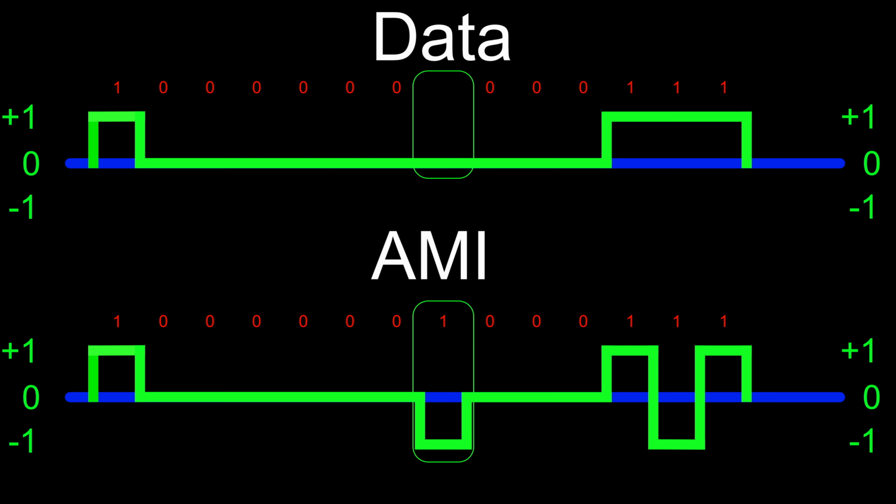As you can see with AMI, you have two values. At the top, we have the data. That is the bit stream of ones and zeros. Below that, we have the line code. In this case, we aren't turning the power on and off. The power has a baseline value represented by the blue line.